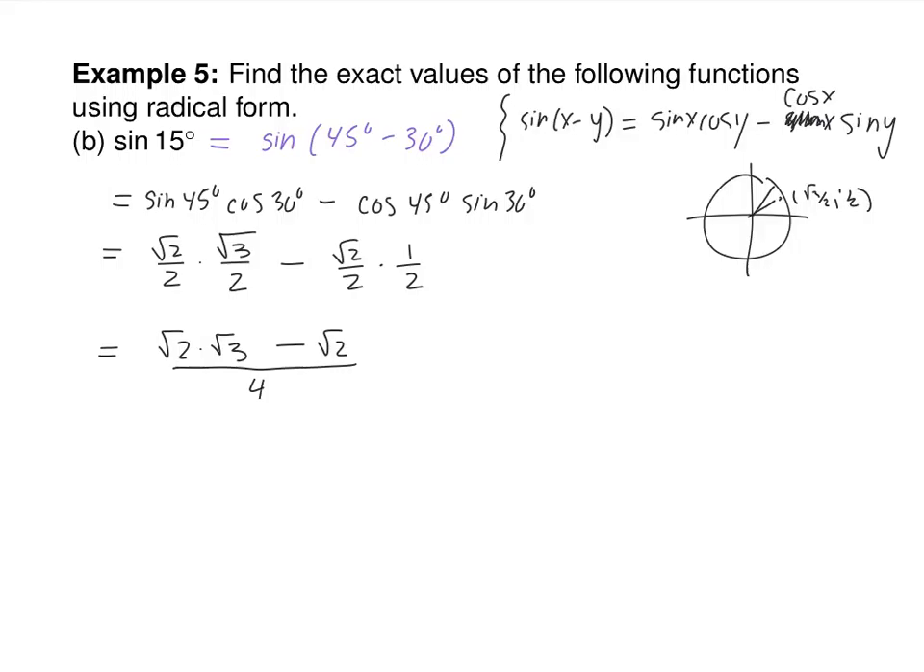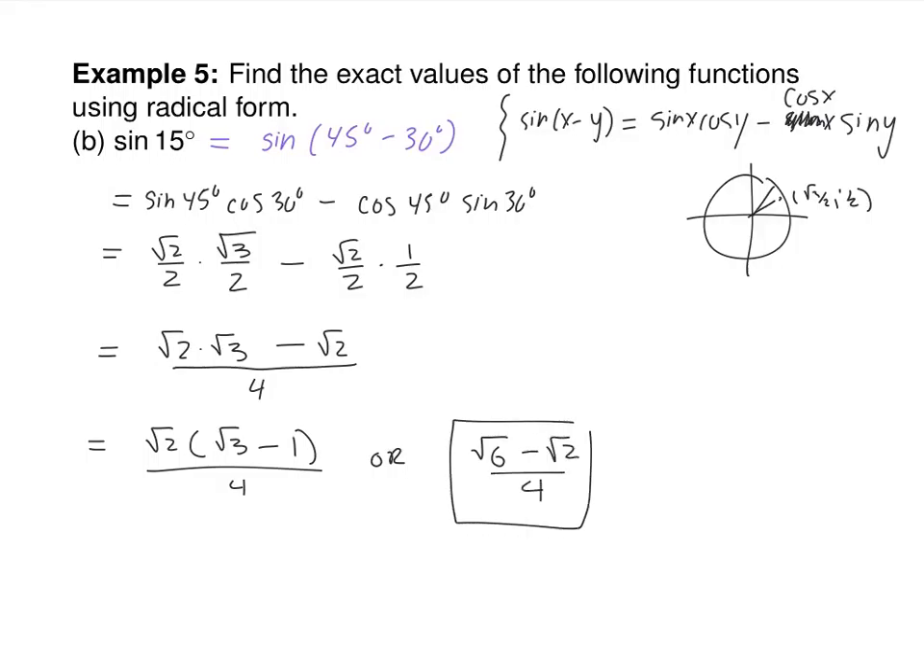Here are the two best ways to express this. Either factor out the root 2. Does that make sense? And nothing else cancels, right? It's just a disgusting angle. Or write it as root 6 minus root 2 over 4. That's also fine. How did you get root 6? Where the heck did I get root 6? The 2 and the 3. Multiply roots by roots, that's totally okay.